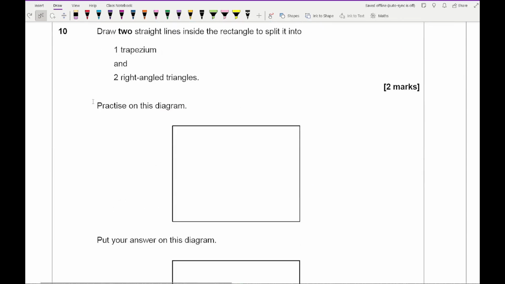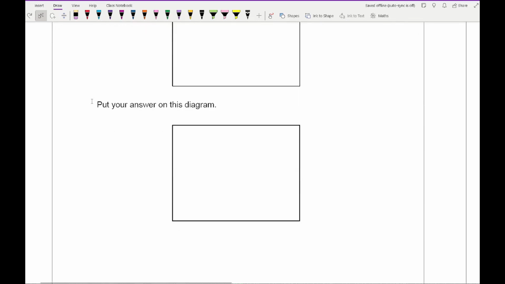Moving on to question 10, it says draw 2 straight lines inside the rectangle to split it into 1 trapezium and 2 right angle triangles. So we need to put our answer in the second block so we can practice in the first one. We should have something that looks like this, and again these lines should be drawn with a ruler. You could have something that looks like that, where it's going into the corner.